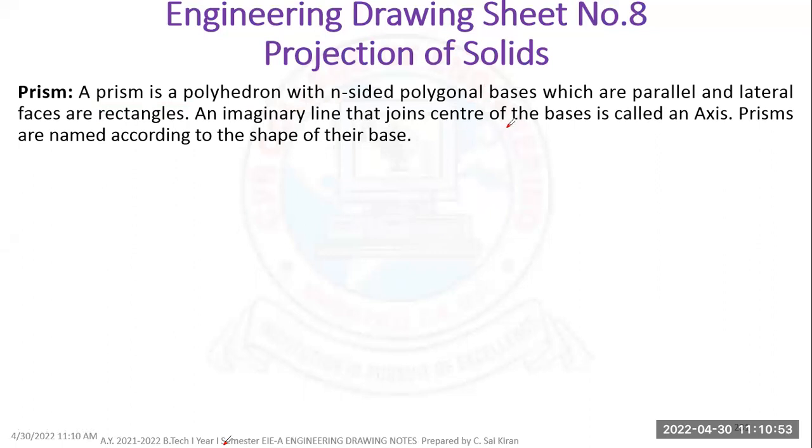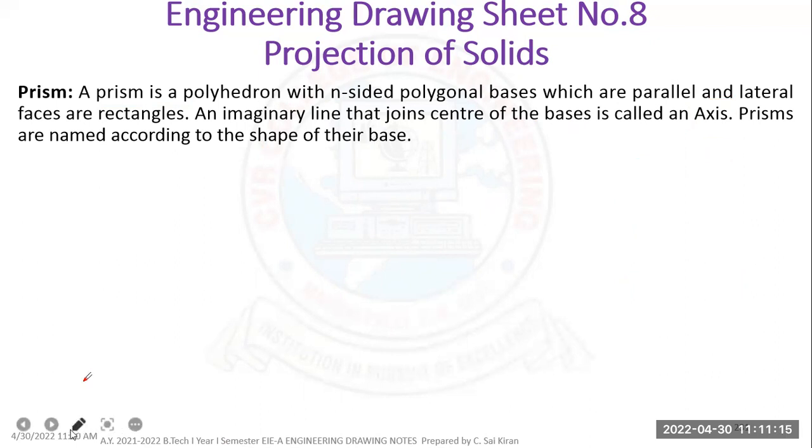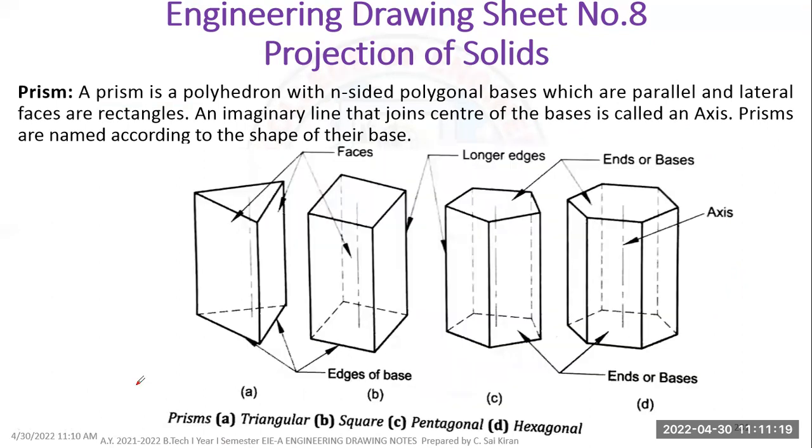The imaginary line that joins the centers of the bases is called the axis. You have a bottom face and a top face, and when you join the top and bottom faces, you get an axis. This is also called the vertical height. You can measure vertical height by using this axis. Prisms are named according to the shapes of their base. Based on the bottom shape you will get the name.